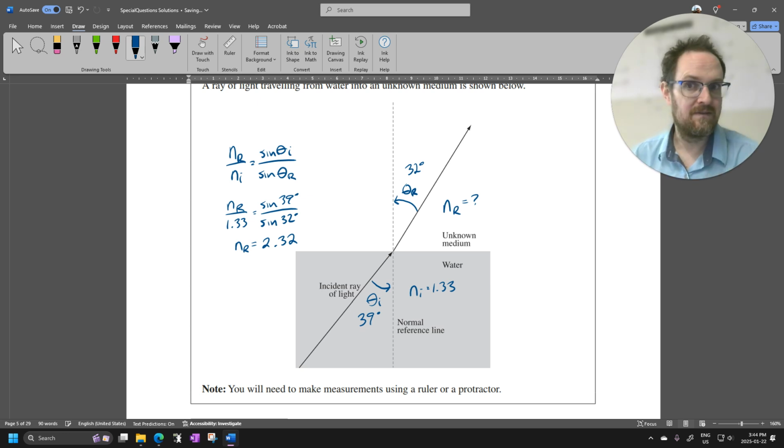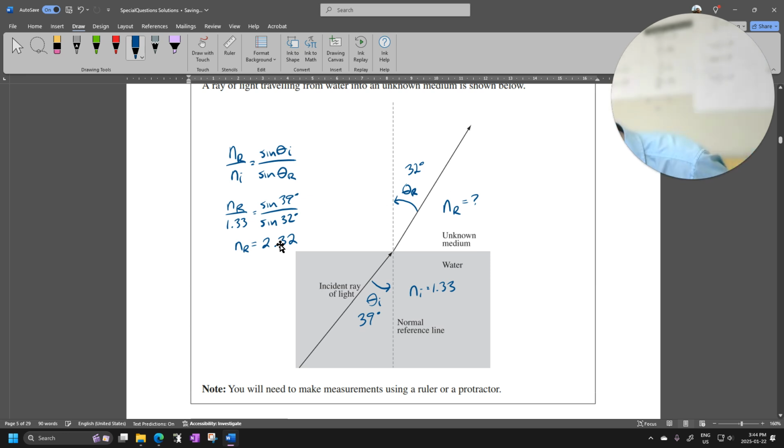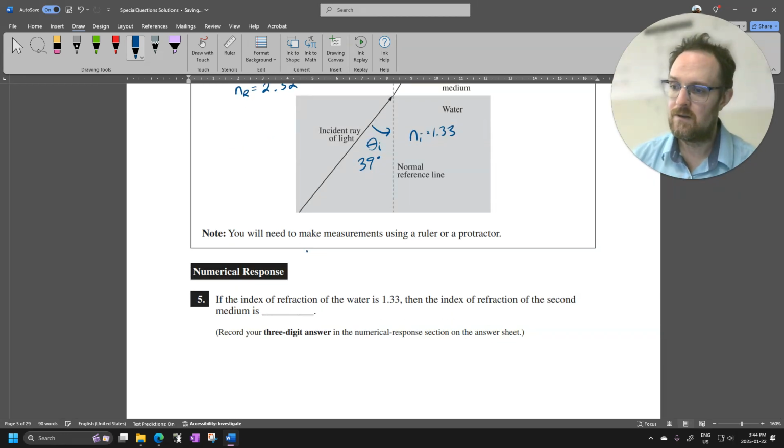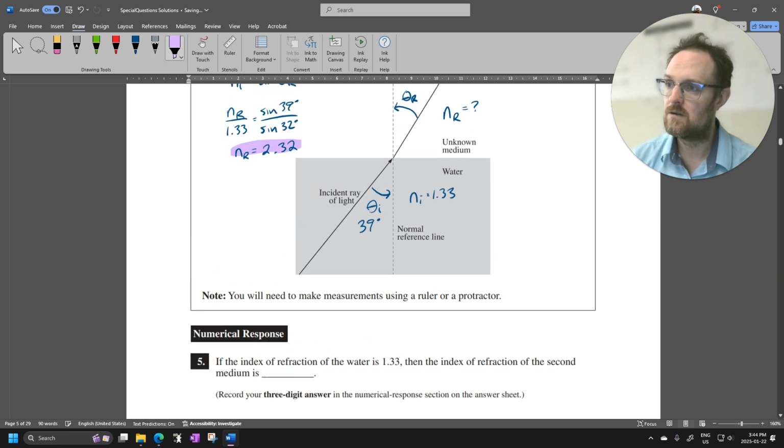Now I know we kind of designed it right because it is bending towards the normal, which means it's slowing down. And if it's slowing down, that means the index of refraction has got to be bigger than the previous one. So it's 1.33 before. It's still going slow, but then it slows down even more. So this 2.32 looks pretty good. So I think that's a good answer to put there.